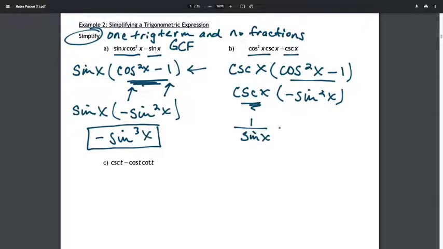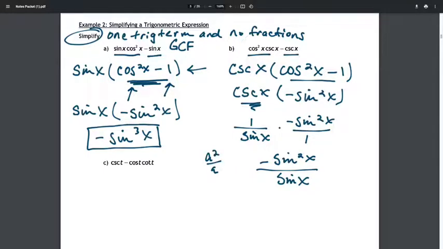So if I multiply that times negative sine squared x, that's understood to be over 1, that would multiply your fraction straight across. That gives you a negative sine squared x over sine x. And then think about how if you had something like a squared over a, that would simplify to just be a. So this will simplify to be a negative sine x. And then that one is simplified because you've got it down to one trig function.